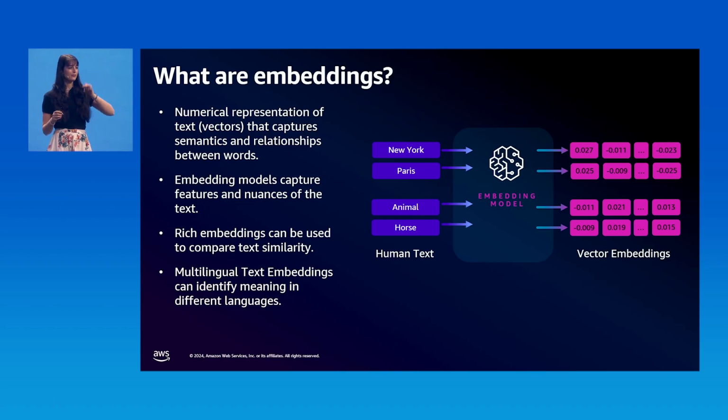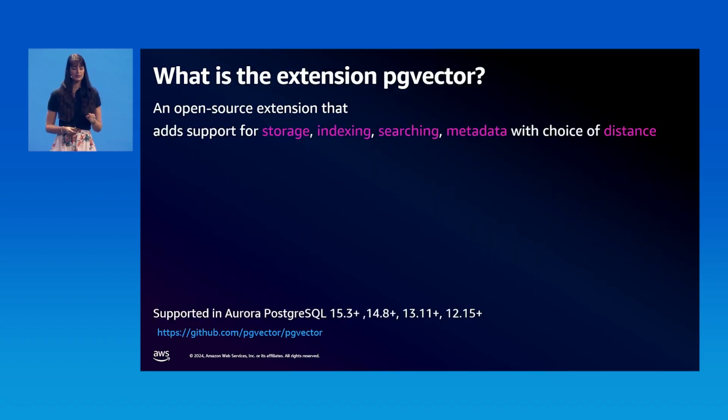Now, the difference here is between those two, right? Between the cities and the animal, that there is a bigger difference. And that's what we try to do with embedding, is to grasp that semantics and the relationships between those words and represent them in a numerical manner.